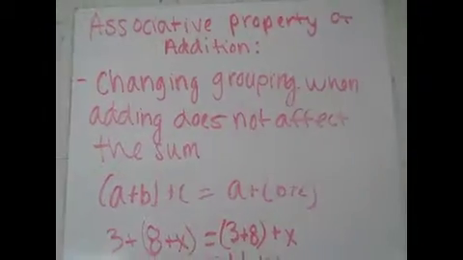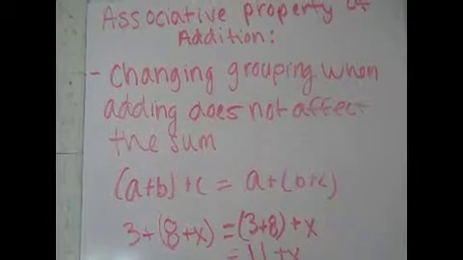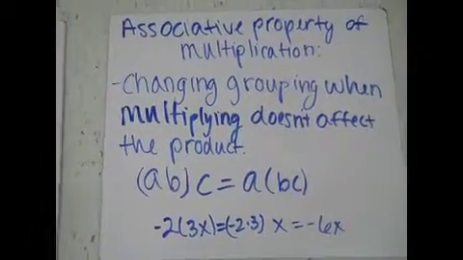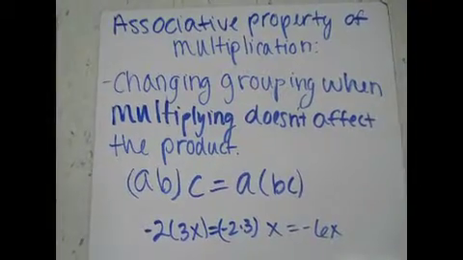The associative property of addition: changing grouping when adding does not affect the sum. As for a plus b plus c, it will still equal a plus b plus c. The associative property of multiplication: changing grouping when multiplying doesn't affect the product.